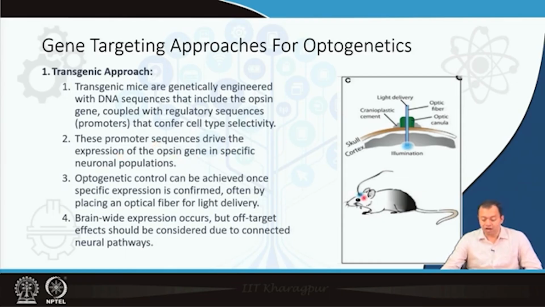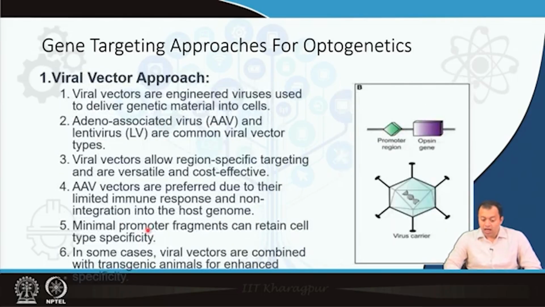opsin gene. So, if you have an already existing gene inside the mouse which is getting affected by light upon light delivery, then obviously you have better control and there is no point of adding cofactors, etc. You still might need cofactors, but depending on whether to increase or decrease the intensity. Optogenetic control can be achieved once specific expression is confirmed, brain wide expression occurs, but off target effect should be considered due to connected neural pathways.